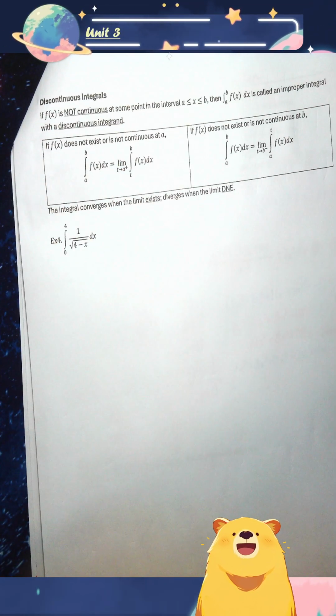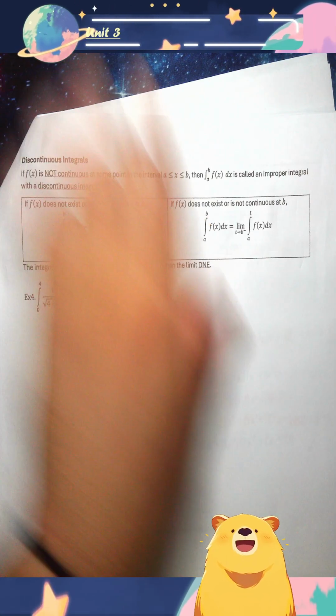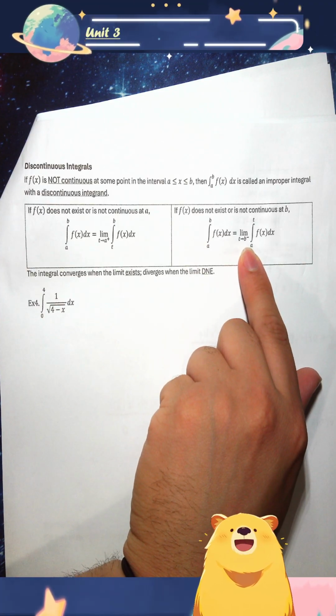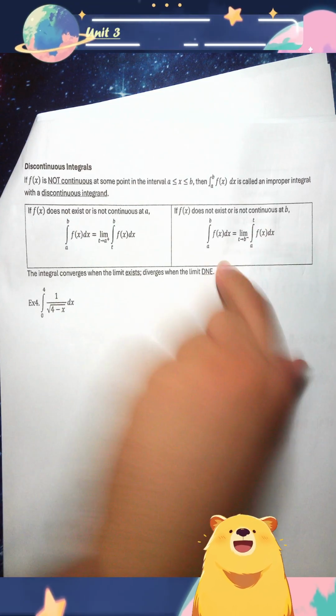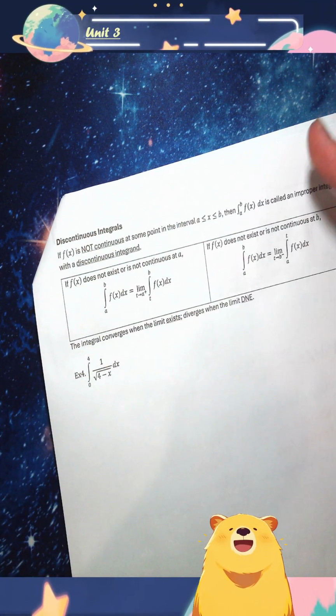Actually, wait, let me finish this part over here, and then I'll explain why the plus and why the minus. If f of x does not exist or is not continuous at b, the ending point, then you're going to use this limit to denote that as well. Now, why plus and why minus? Well, don't forget, plus means you're coming from the right. Minus means you're coming from the left.